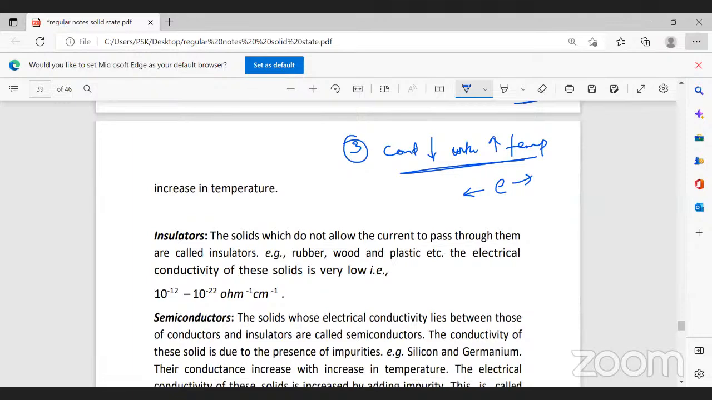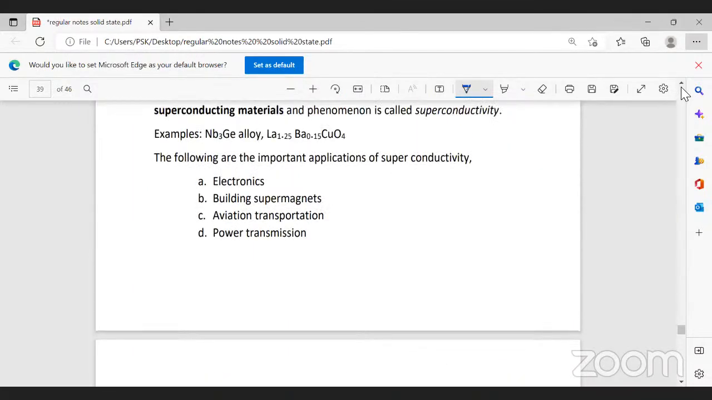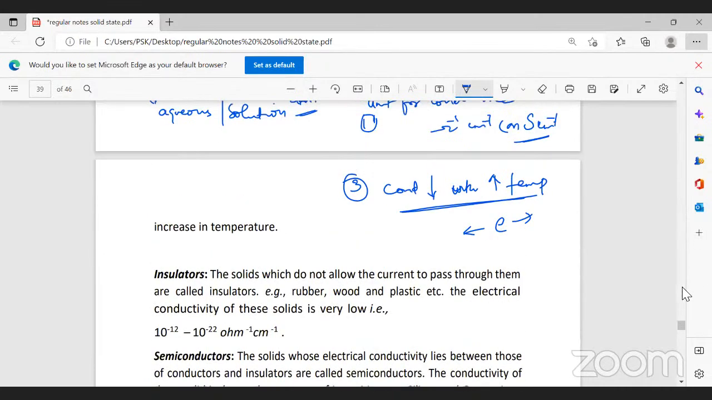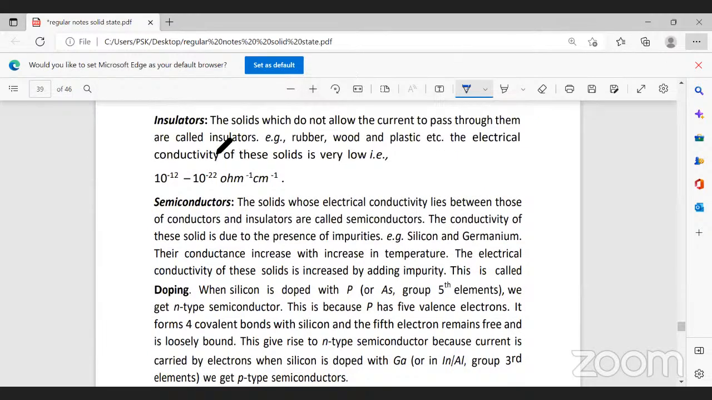Next is insulator. Solids which do not conduct electricity are called insulators, or solids which do not allow the flow of current to pass through them are called insulators. Examples for insulators: rubber, wood, plastic. These are common examples. So any solid which will not permit the current to flow through them is called an insulator.